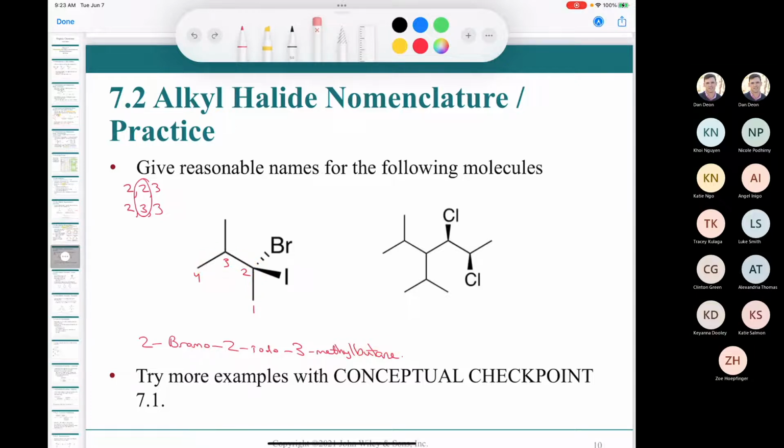Okay, and next what we have to do is assign stereochemical configuration to this stereocenter. Now here's a little trick, because our highest priority group is the iodine, because iodine has the highest atomic number out of everything in here. It's element number 53. Then the bromine is number 2. This is a methyl group, so it is last place.